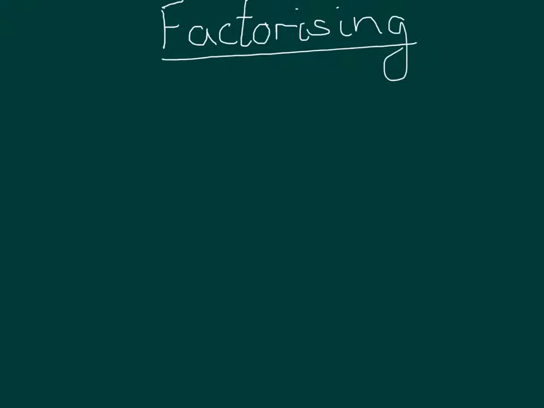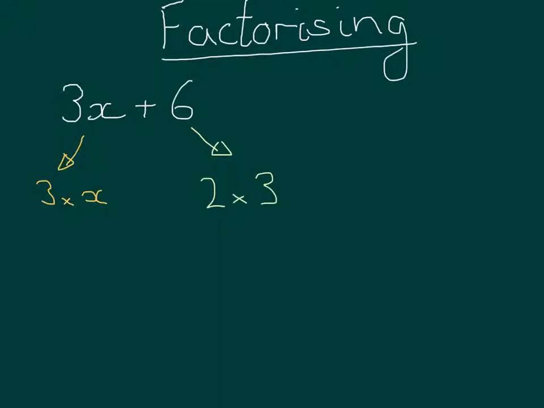So we're going to look at how to factorise, or factorising, which is putting something back into brackets. If we look at something like 3x plus 6, if we look at each part, we can split the 3x down into 3 times x. We can split this 6 down into 2 lots of 3. Now we've done that, I can circle what they have in common.